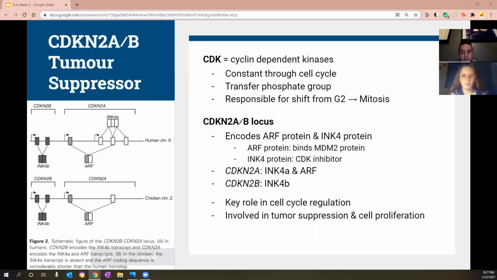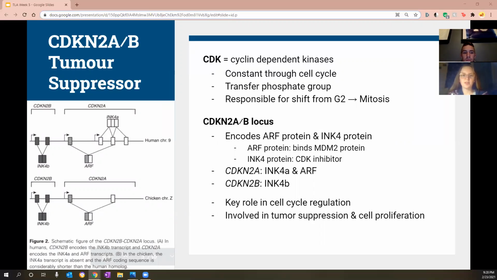CDKN2AB locus. The study shows that the sex-linked barring is caused by the CDKN2AB locus, also known as the INK4B ARF locus, which you can see in Figure 2. It encodes both the ARF protein, which binds the p53 stabilizing protein MDM2, and the INK4 protein, which inhibits CDKs, causing a cell cycle arrest in the G1 phase.